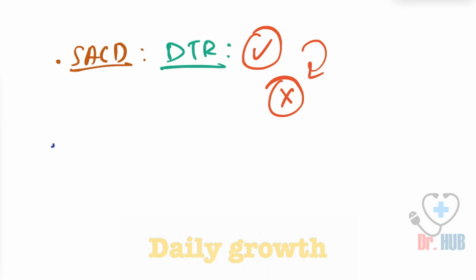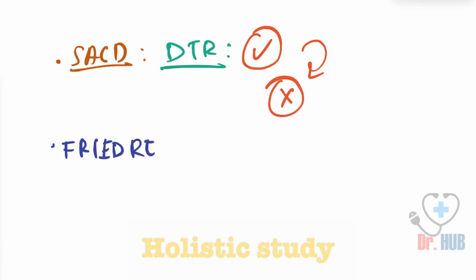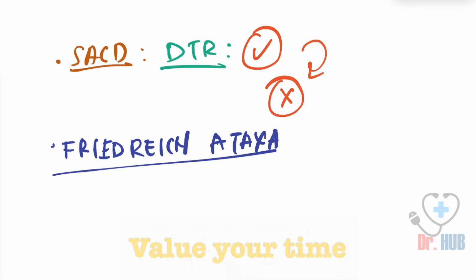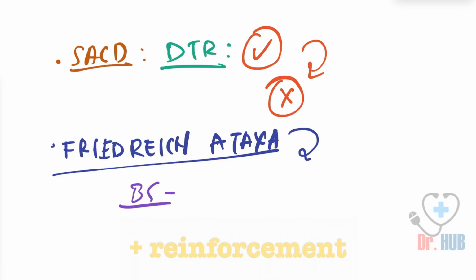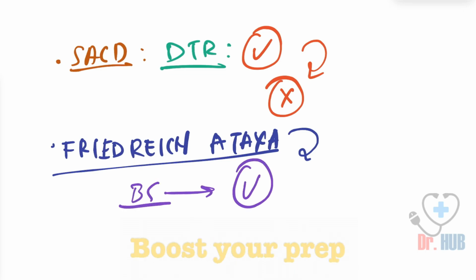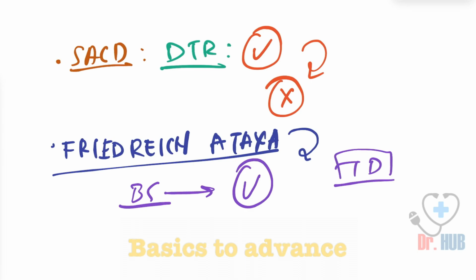Then the second question is about the Friedreich ataxia. We asked about the Babinski sign. The Babinski sign is present in terms of the Friedreich ataxia. So the only case where it was absent was in case of the tabes dorsalis. The other diseases, it was present.